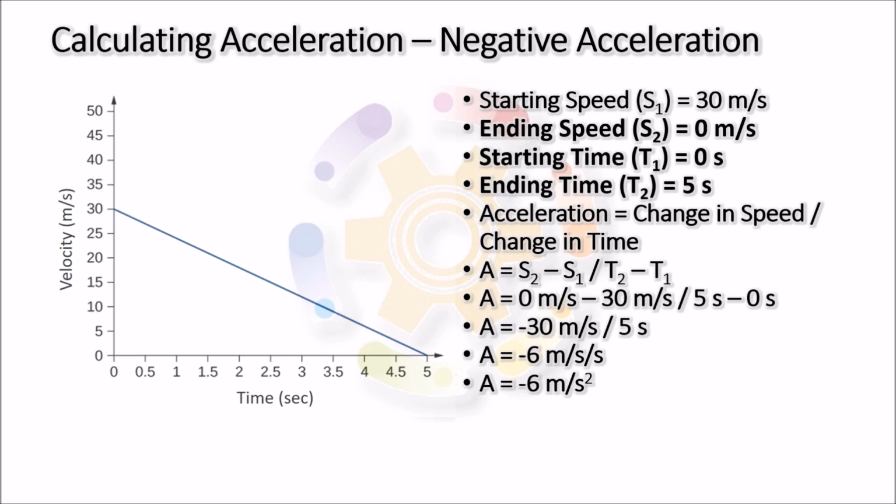If you get a negative acceleration, what this means is that the object is slowing down. Remember, acceleration is a measurement of an increase, or in this case, a decrease in speed. So this is what this graph would look like.